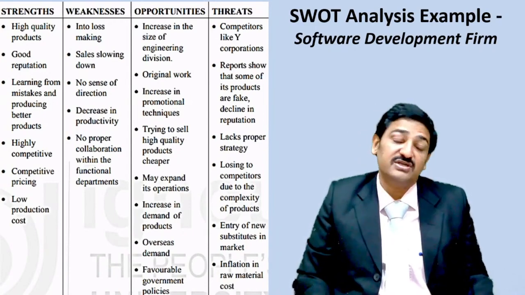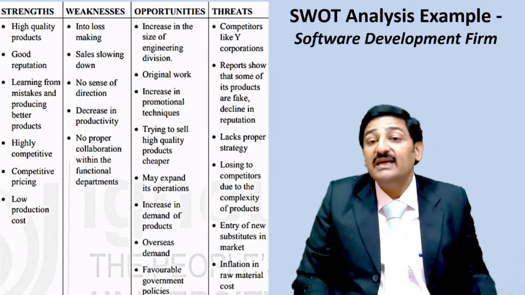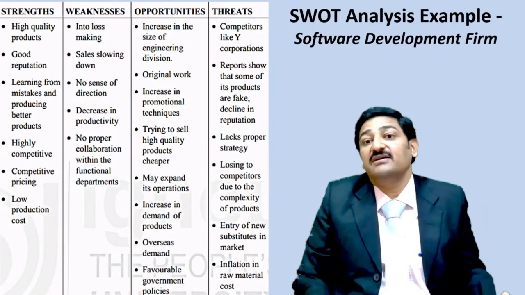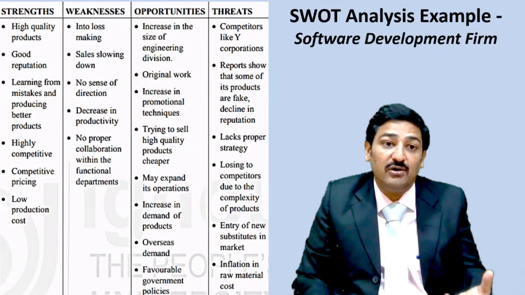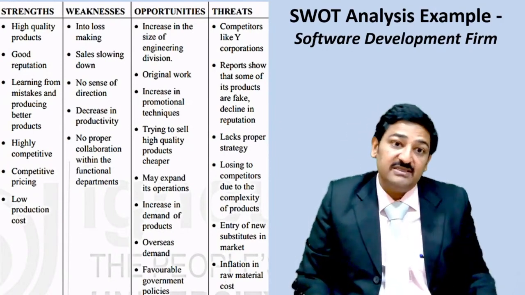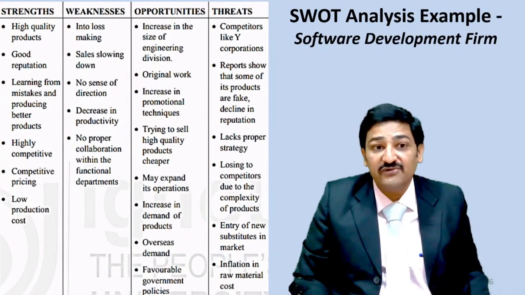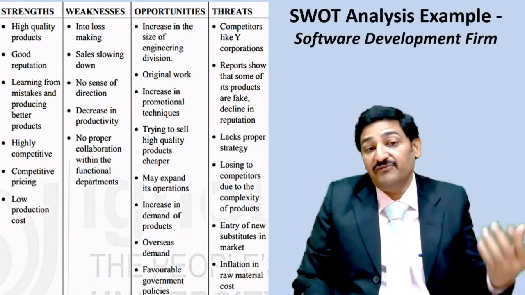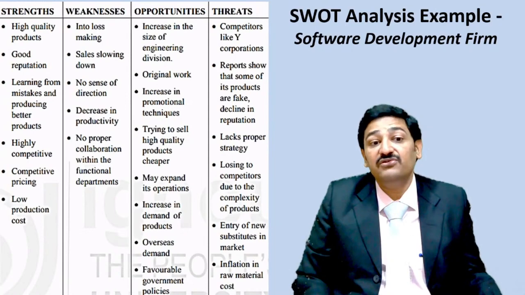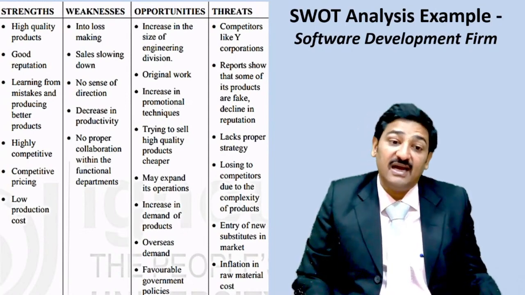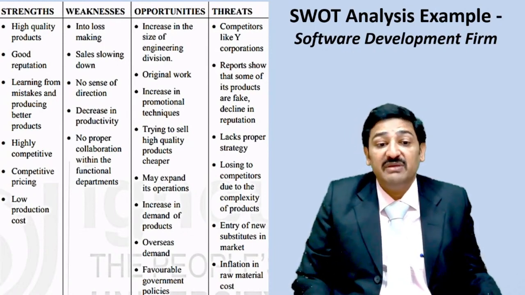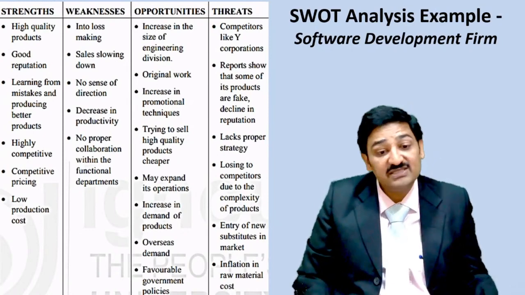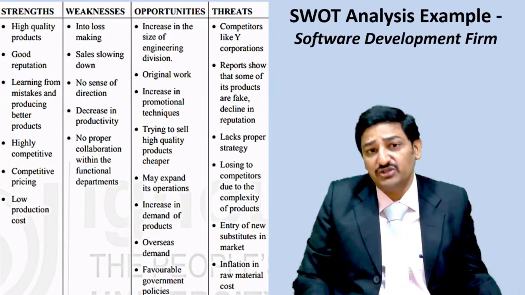If you refer to the opportunities, which are external, these come from the external industries or the external market, and are a matter of opportunity that the firm can grab. They can include an increase in the size of the engineering division, maybe giving good weightage to the original work the firm does, an increase in promotional techniques, trying to sell high quality products at a cheaper rate, maybe expanding its operations, or maybe overseas demand increasing. That may be an important factor of opportunity.